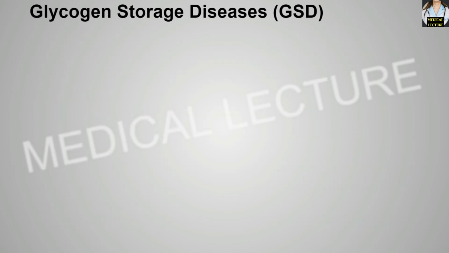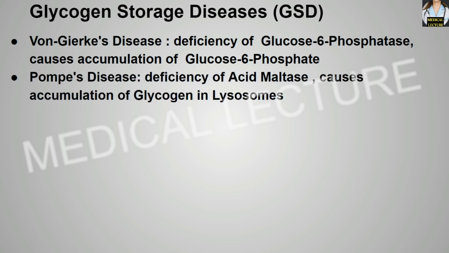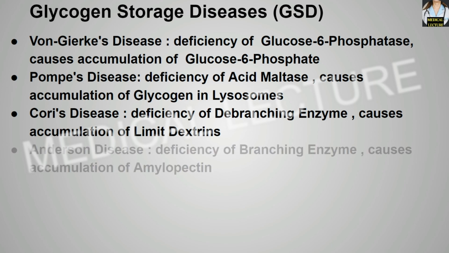Now very important, glycogen storage disease, again a very frequently asked question. Von Gierke's disease is caused due to deficiency of the glucose 6-phosphatase enzyme and causes accumulation of glucose 6-phosphate. Pompe's disease occurs due to deficiency of the acid maltase enzyme and causes accumulation of glycogen in the lysosomes. Cori's disease, deficiency of the debranching enzyme, causes accumulation of limit dextrins.